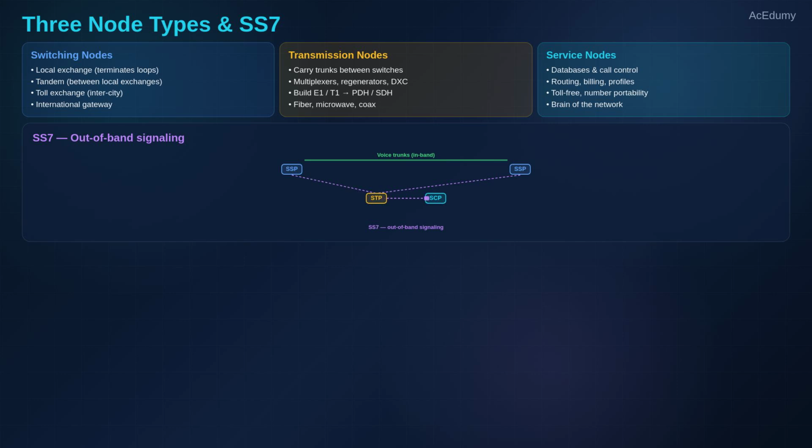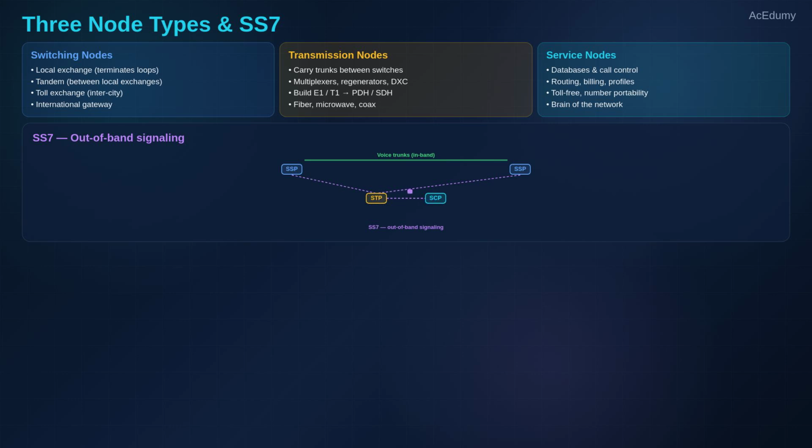Transmission nodes do not switch calls. Their job is to carry the aggregated traffic between switching offices on high-capacity trunks. These trunks were historically twisted pair, then coaxial cable, then microwave, and finally fiber optic. Inside the transmission node, you will find multiplexers, regenerators, and cross-connects that combine many 64 kilobit per second channels into the E-carrier or T-carrier hierarchy we will study in the next lesson.